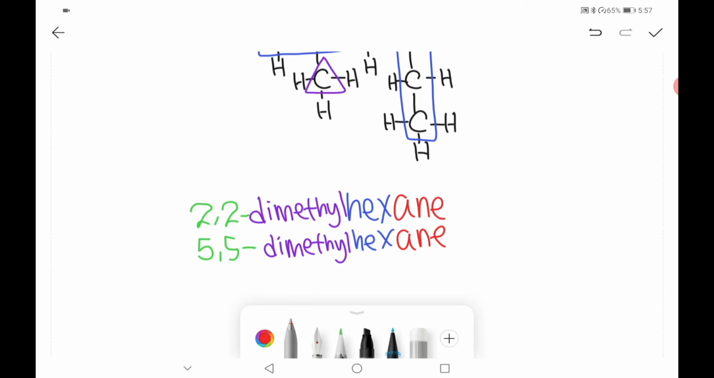If you count from the right, it is 5,5. So we need to choose the smaller number as the final answer. When you want to choose a smaller number, you compare the first digit. Compare the first number. So 2 is smaller than 5, so this is the final answer.